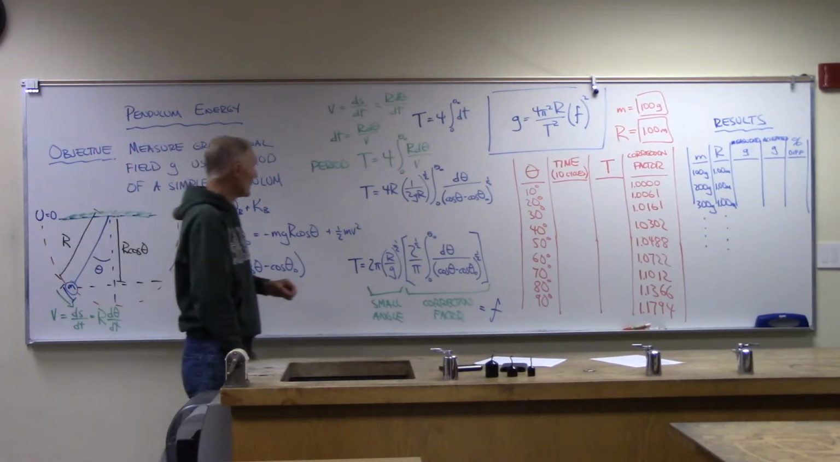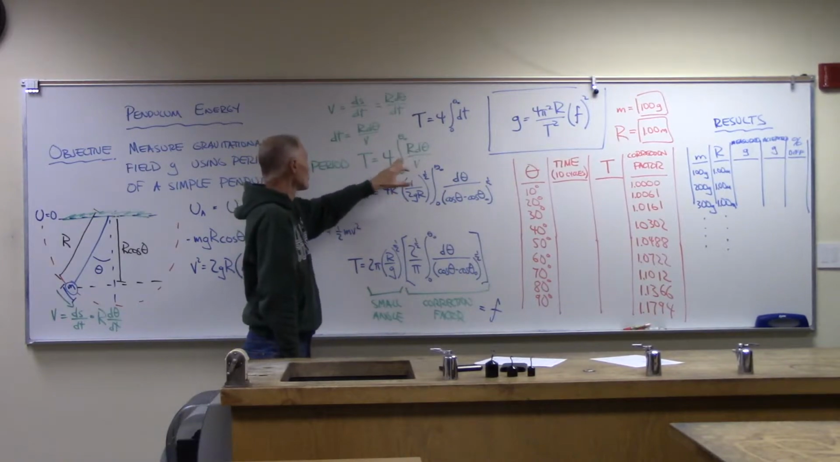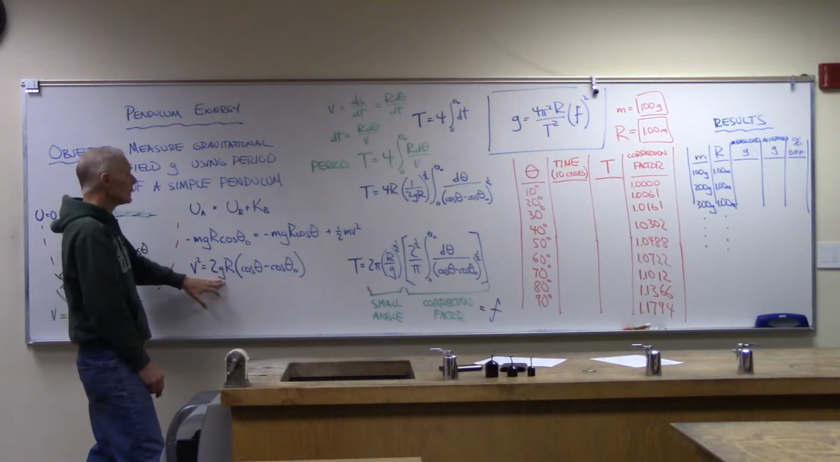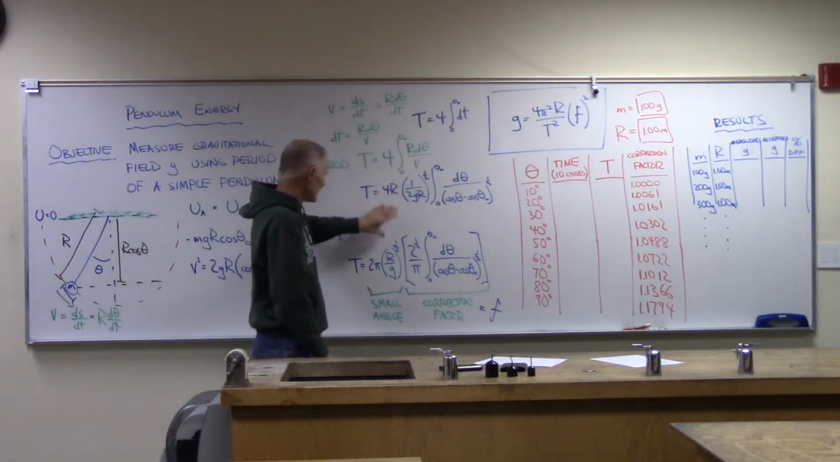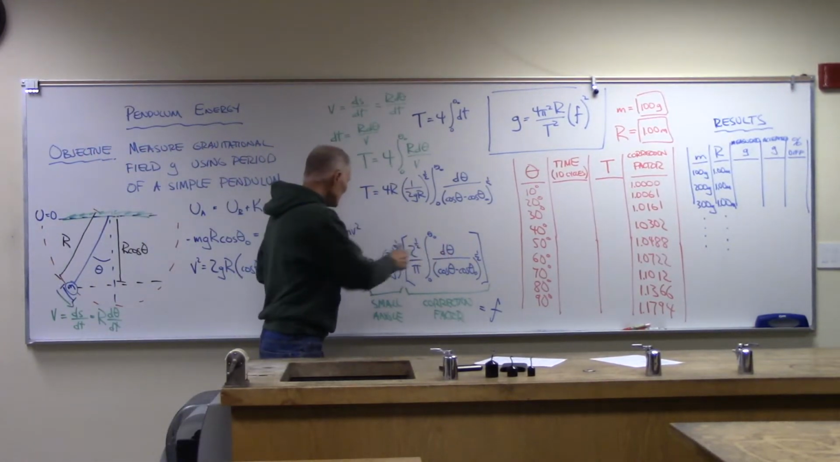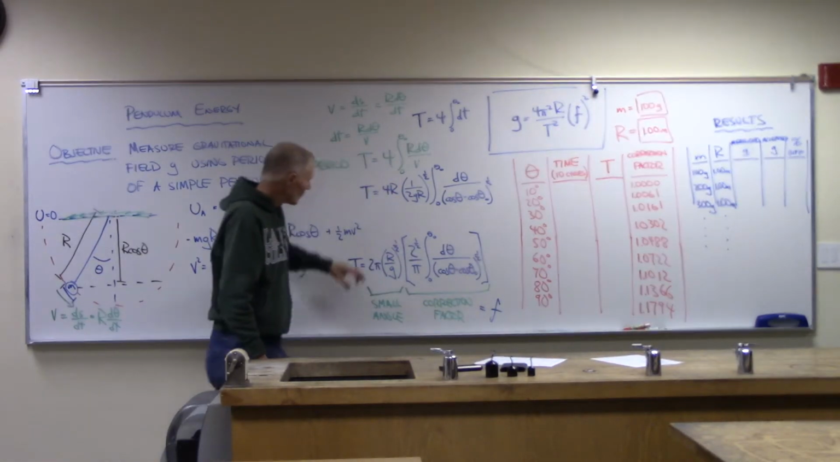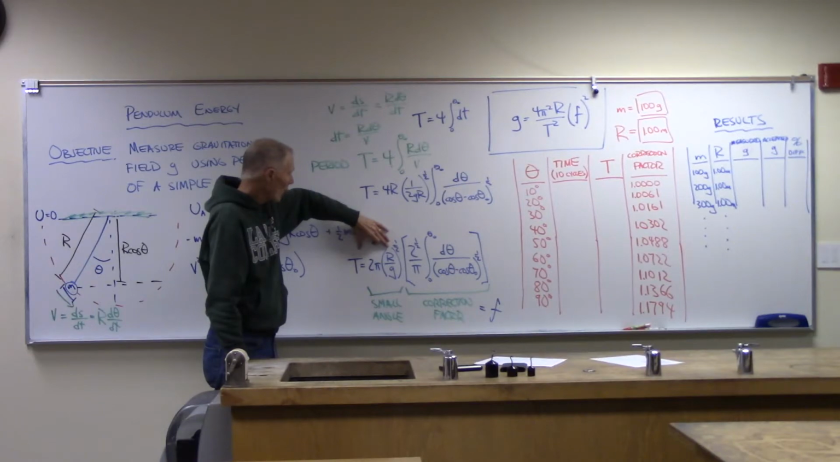I guess the 4r was from here, and the 1/2gr is coming from here. And then it's this next step where we've separated it out into what we call a correction factor, and then what we call the period for small angle.